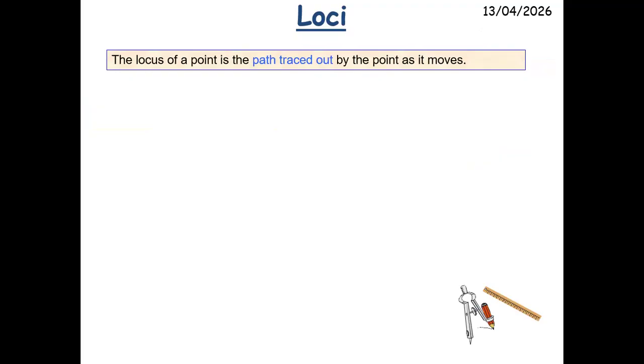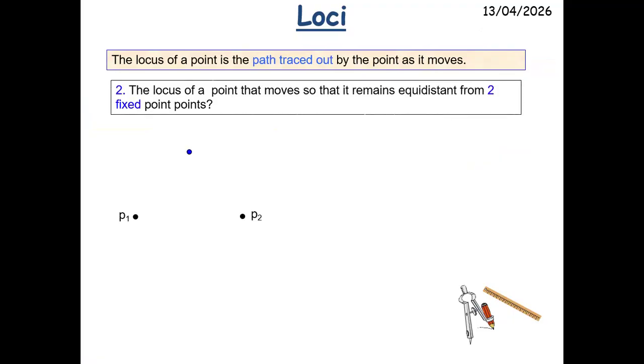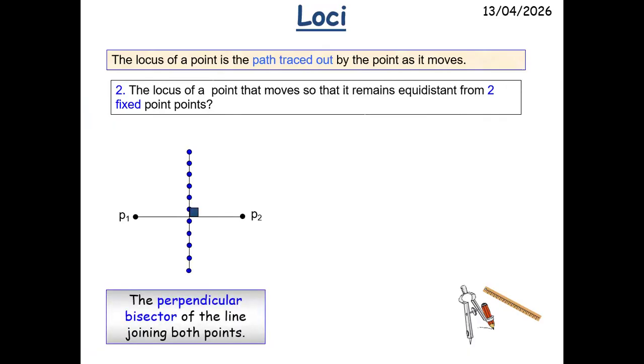Now the second one. The locus of a point is the path traced out by the point as it moves. So the locus of a point that moves so that it remains equidistant from two fixed points. Now we have fixed points P1 and P2. Now we just want to draw a perpendicular line that halves the two of them. So this is what we have, and we want to draw a perpendicular line now. This is what we call perpendicular, when you have 90 degrees at this point. Okay, so let's go and draw it and show our working out.